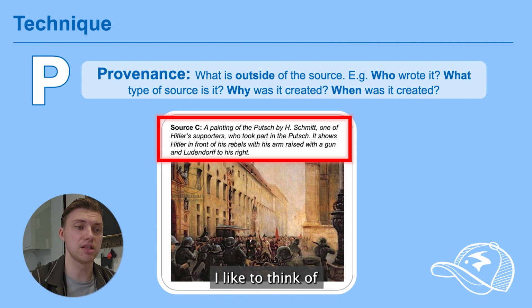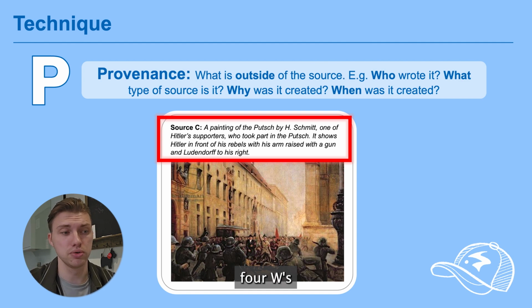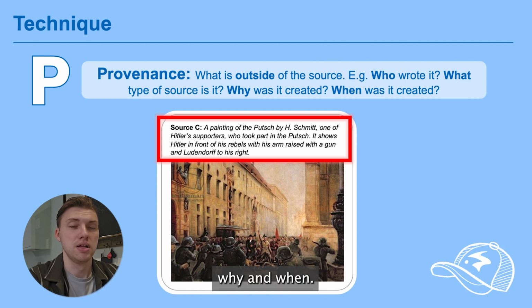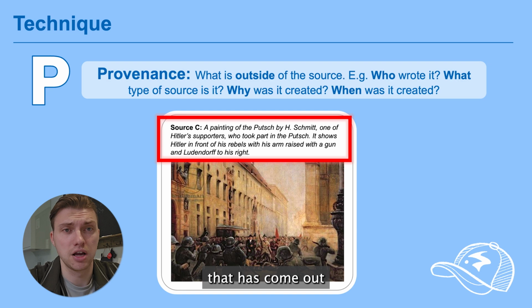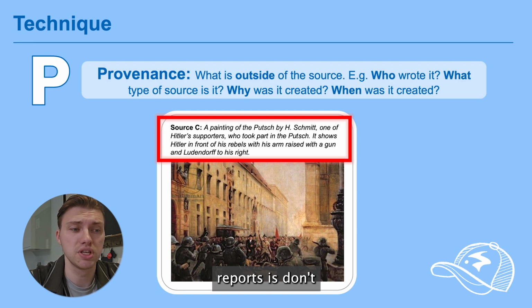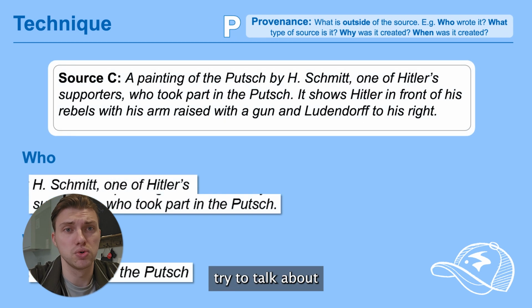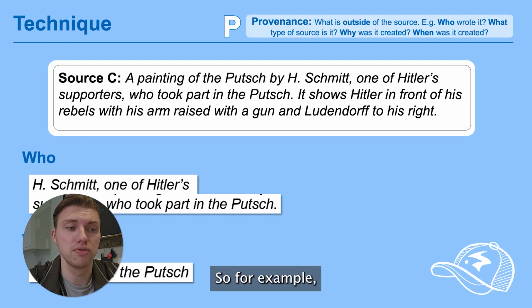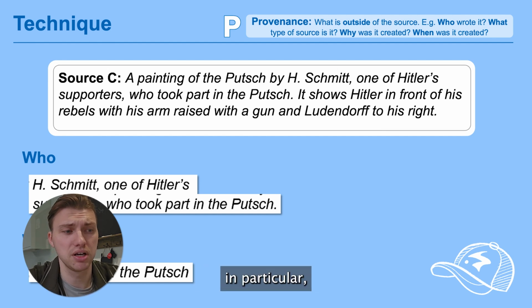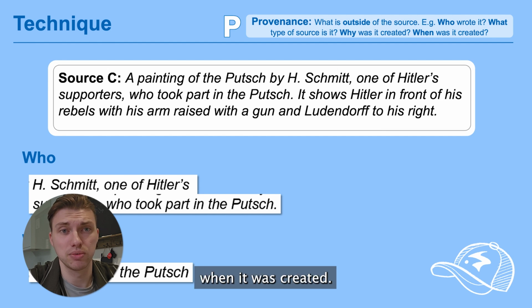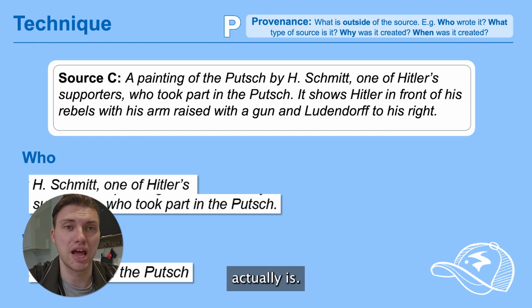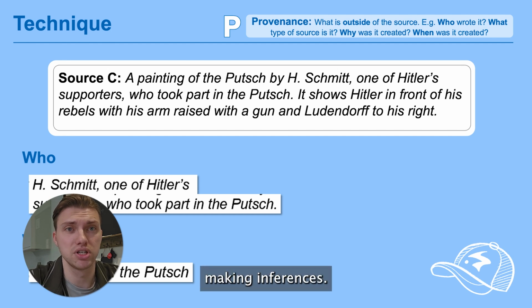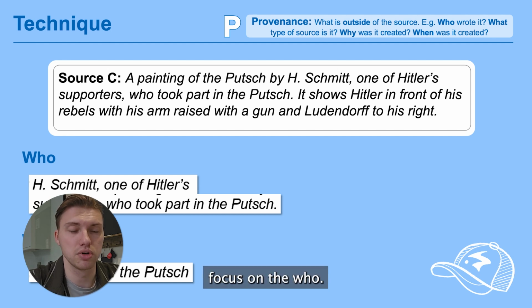showing us. I like to think of 4 W's: who, what, why, and when. The important thing here that has come out from many examiner reports is don't try to talk about all 4 of them. Pick one and do it well, okay? So for example, with this source in particular, it isn't really telling us when it was created. So I'm picking out 2 here: who created it and what it actually is. Now we've already referred to it as a painting when we've been making inferences. So for this one in particular, I'm going to focus on the who.